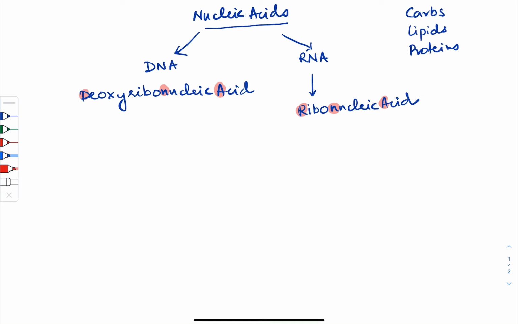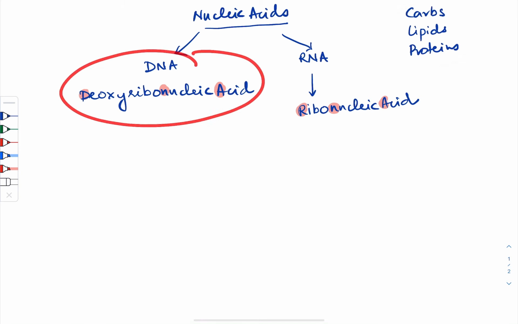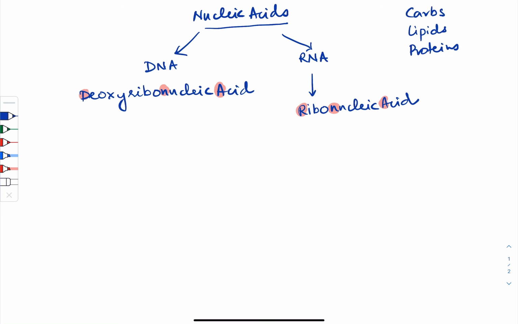So just like the previous biological macromolecules, carbohydrates, lipids, and proteins, nucleic acids are also pretty gigantic. These are huge molecules. Gigantic, or in scientific terms, we call them macromolecules.